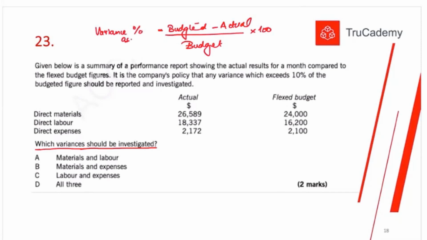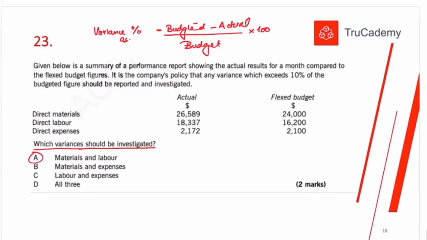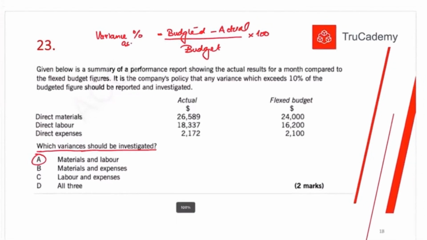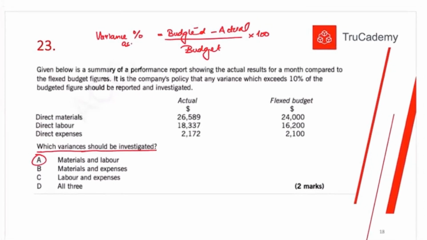Okay, sir. The first two, direct material and direct labor. Yes, this is what we call exception reporting. It only reports material or significant information to the managers. Clear with this thing? Yes, sir.